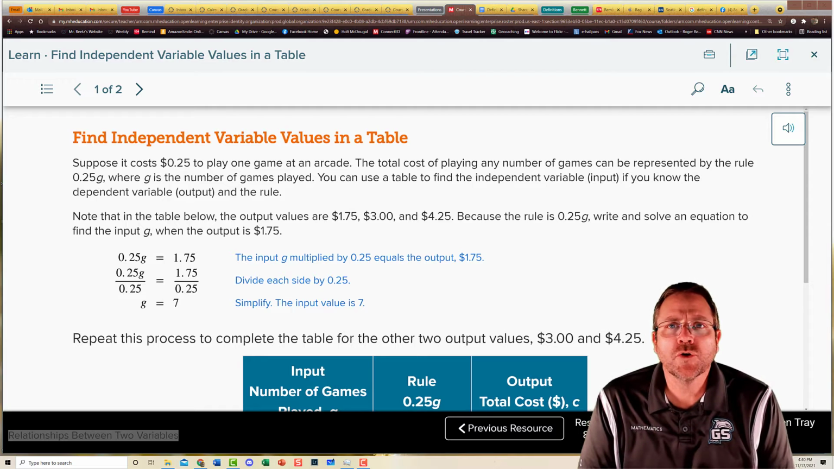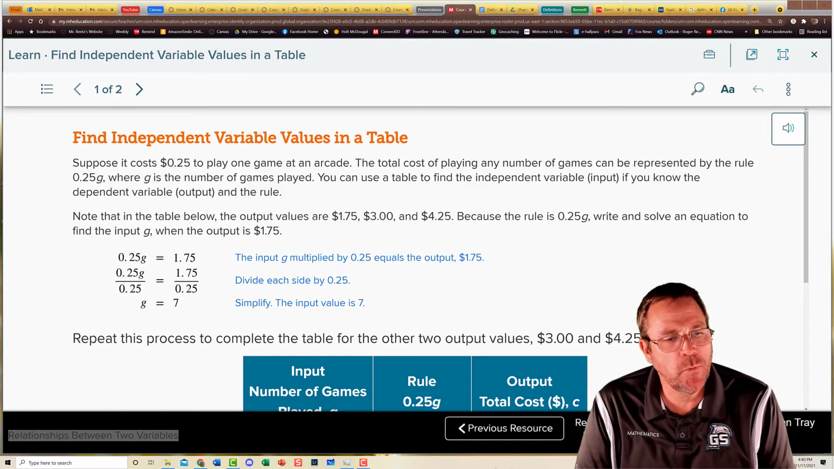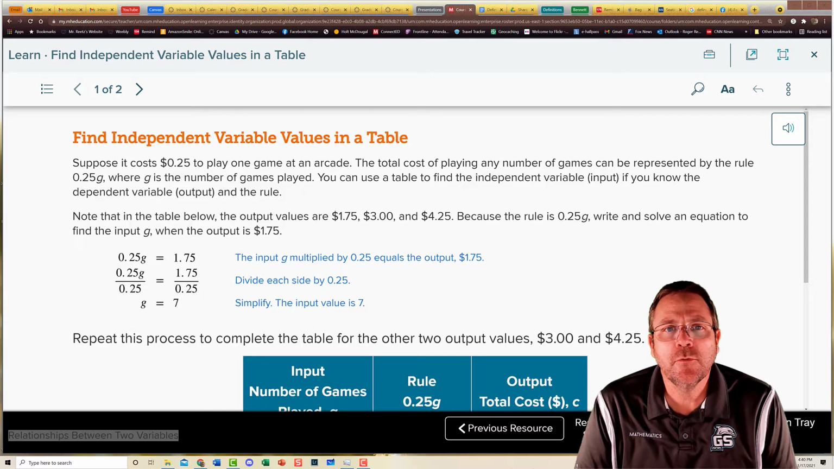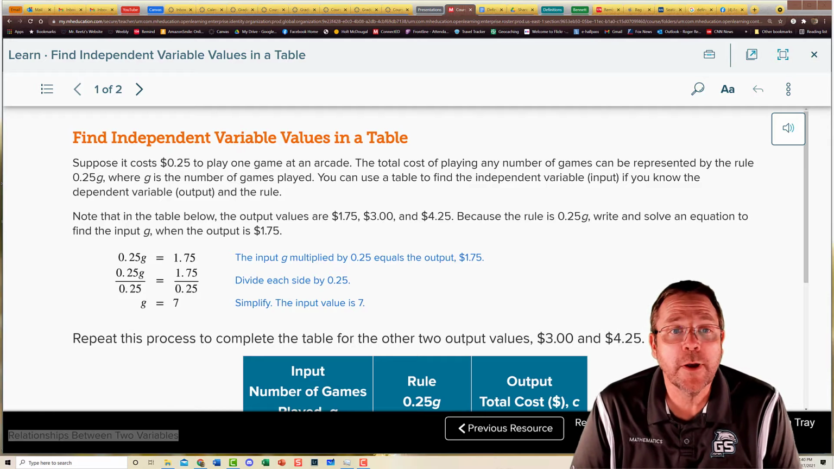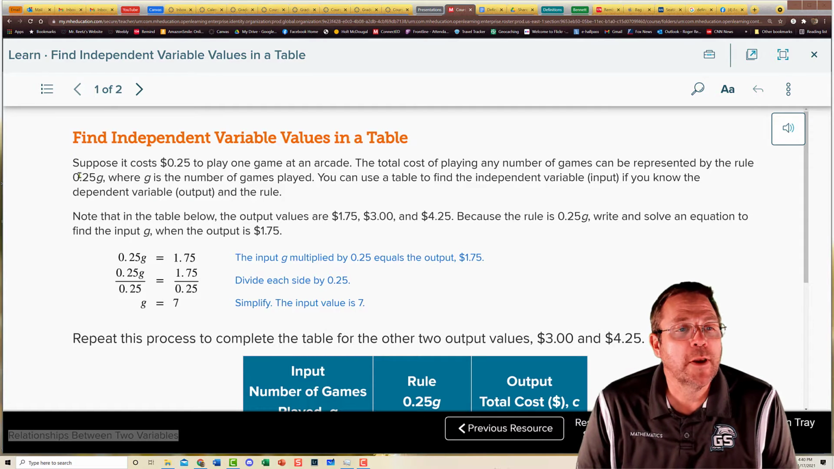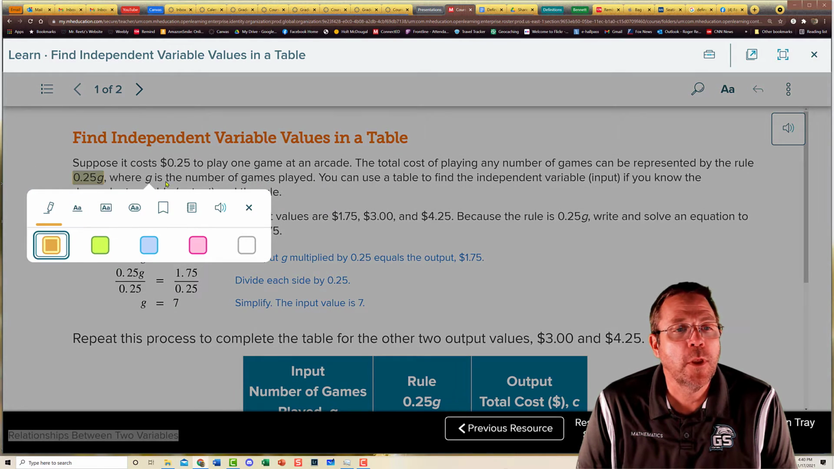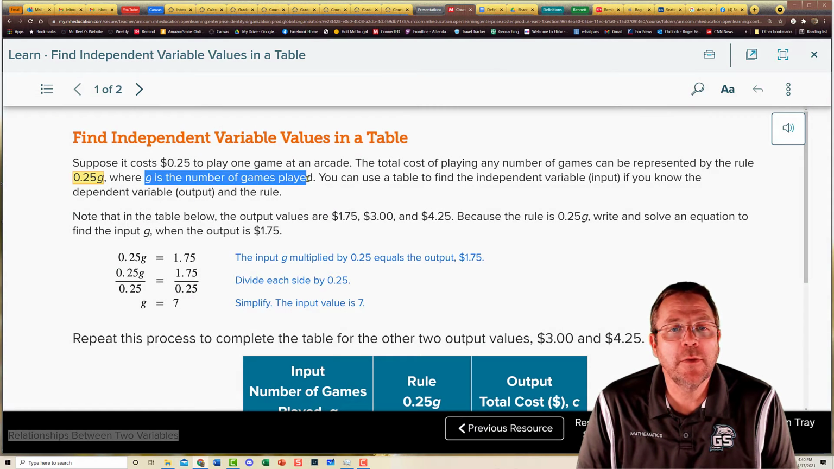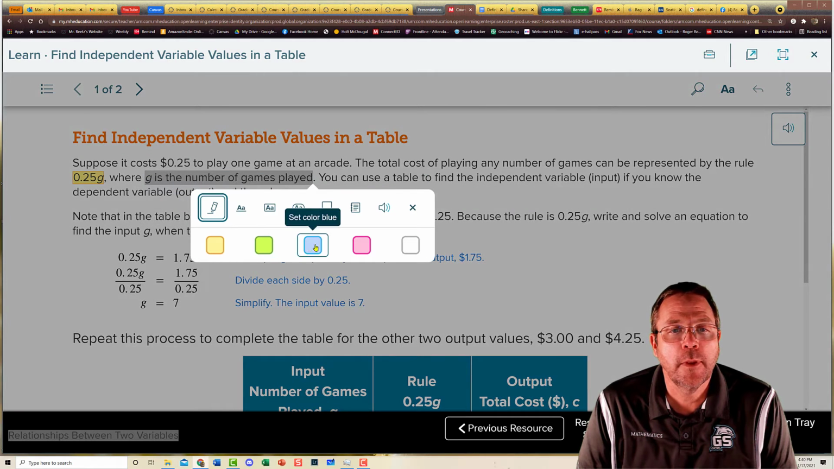Welcome back to part 2 of Module 7, Lesson 1, Relationships Between Two Variables. Now we're going to go back to the arcade again for a few minutes and say that suppose it still costs 25 cents to play one game at the arcade. The total cost of playing any number of games at the arcade can be represented by the rule 25 times G. Go ahead and highlight that, where G is going to be the number of games played.